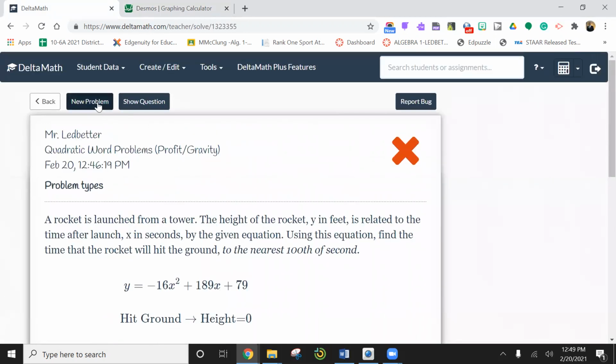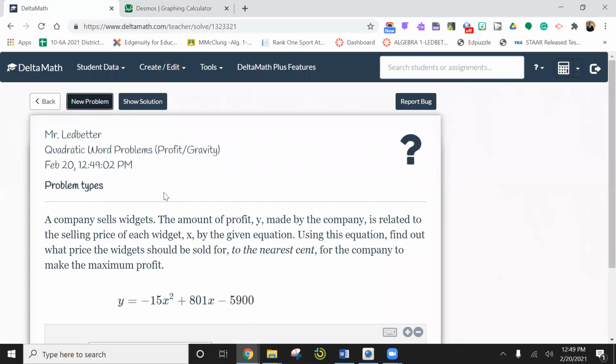All right, that was a good question. So here we go. A company sells widgets. A widget is just a make-believe item. The amount of profit Y, how much money we made, is related to the sell price of the widgets, X. So let's say you're selling shirts. A shirt could be a widget, so it's price per shirt, like $5 a shirt.